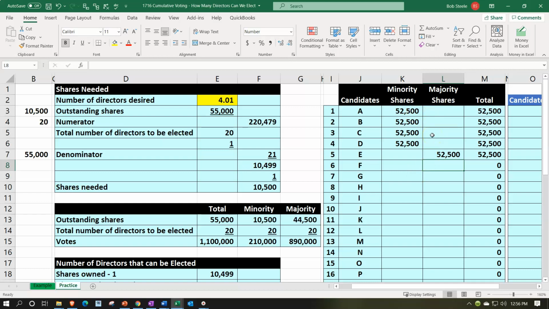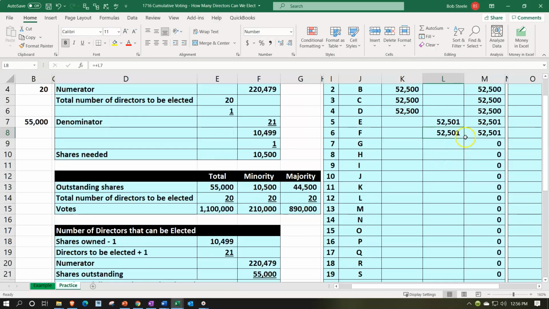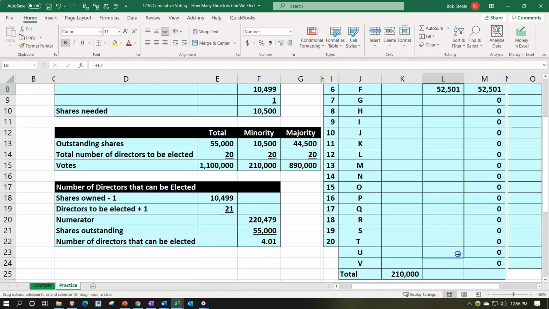I believe that's right. So let's say we had 52,501. Let's check it out. And then say that's how many we're going to allocate all the way down so that we beat out these guys up top.